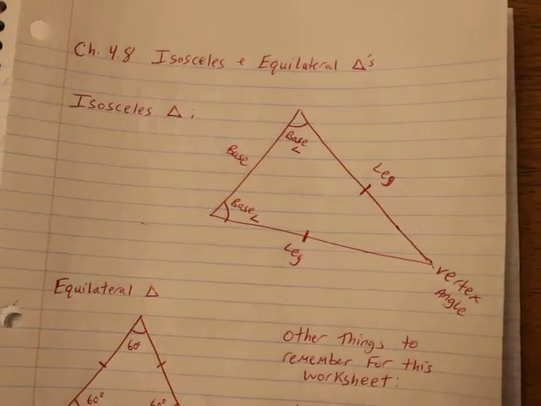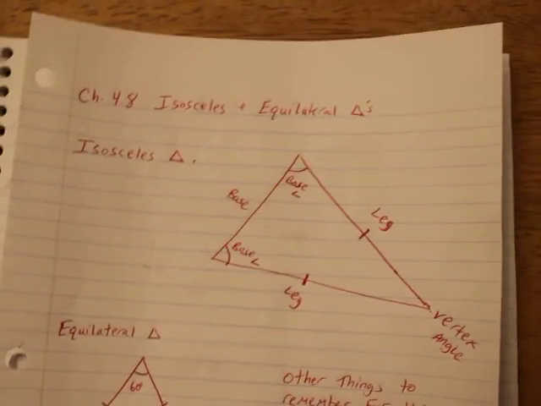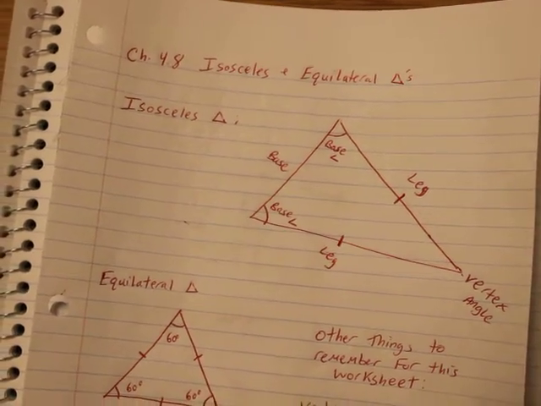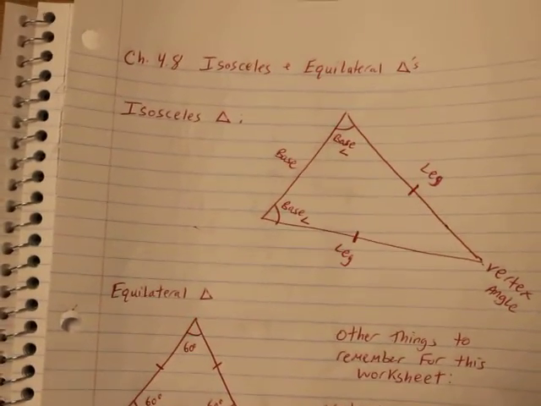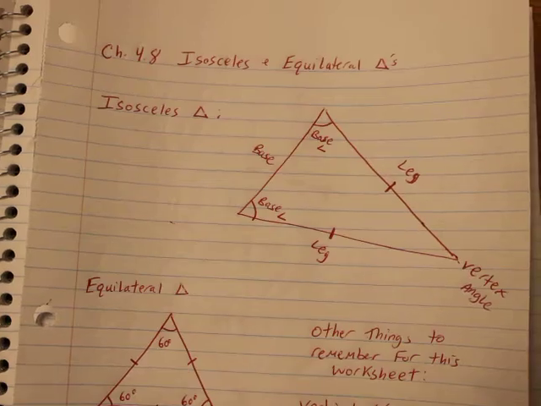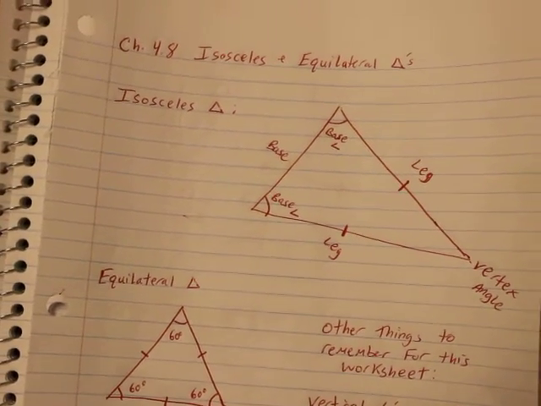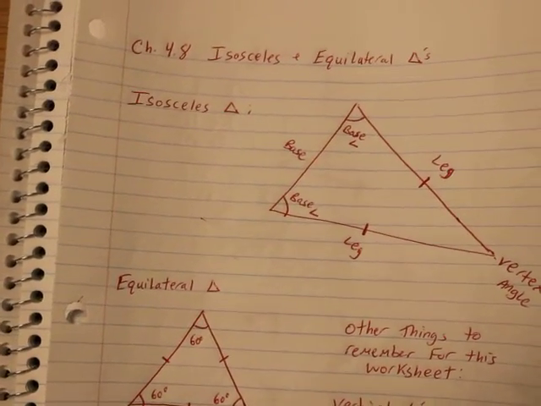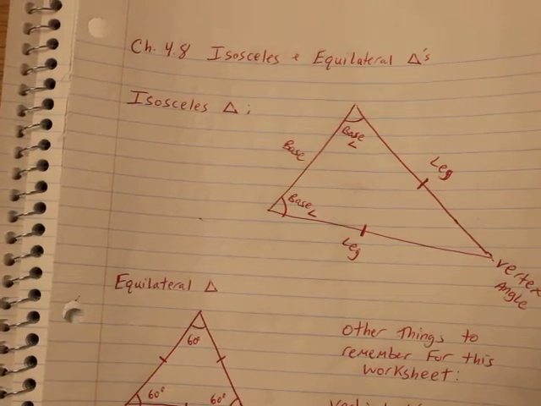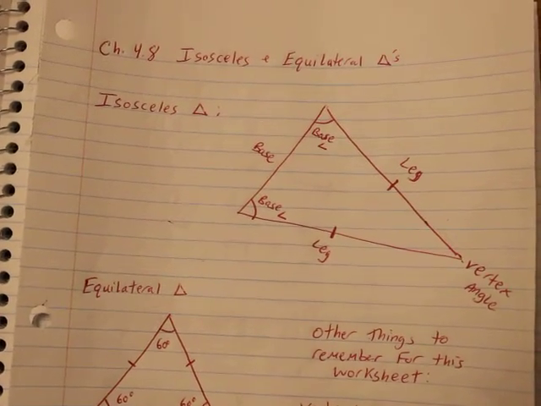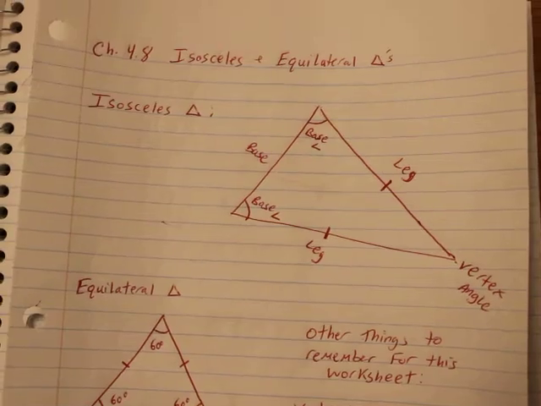Hey everybody, I'm going to give you a mini lesson on chapter 4.8, Isosceles and Equilateral Triangles. This will close out chapter 4 for all the stuff that we'll be doing for remote learning. And then at the end of this chapter, we're actually going to do a project. So I'm going to assign that on Tuesday. But we had to finish up chapter 4 before I could do that.